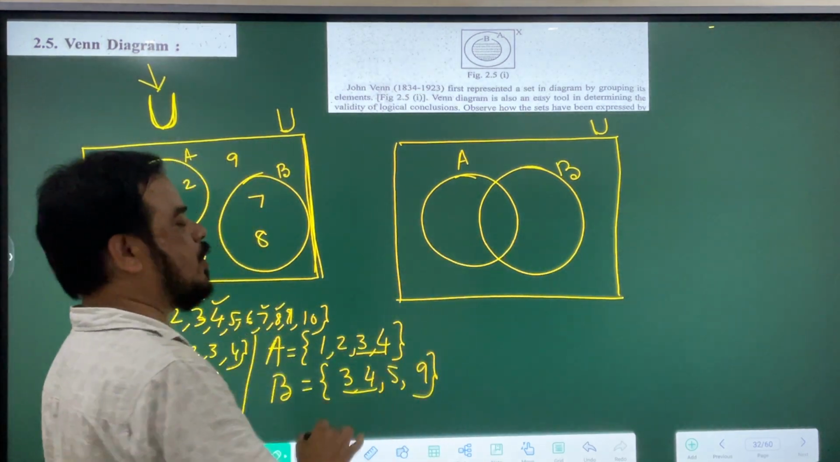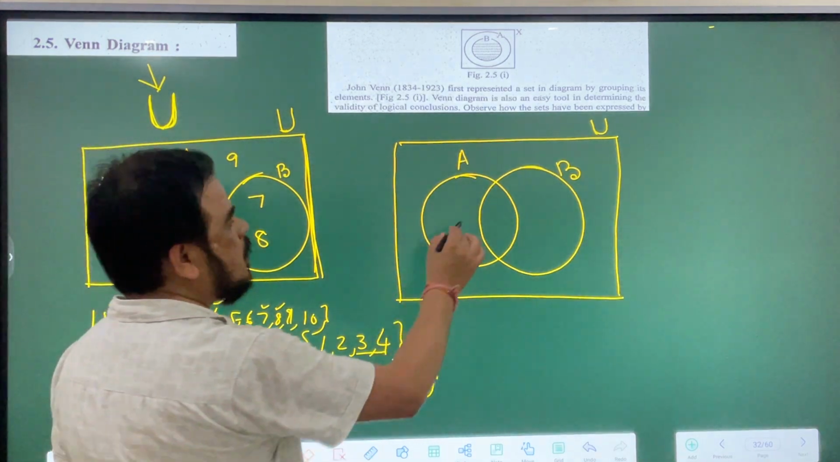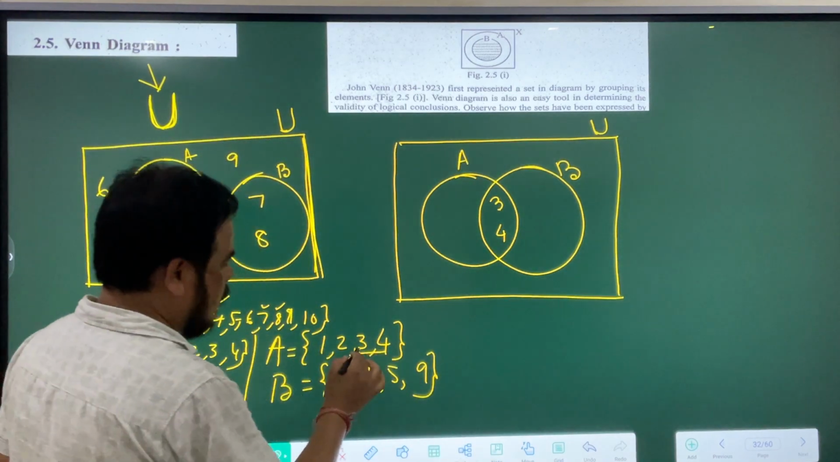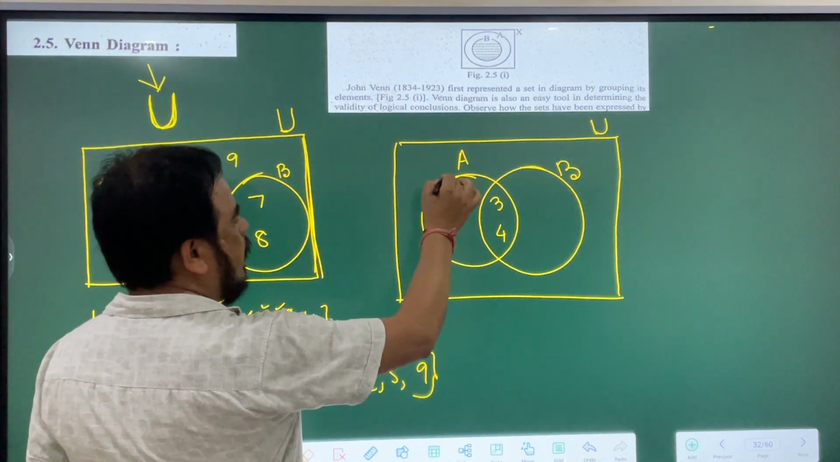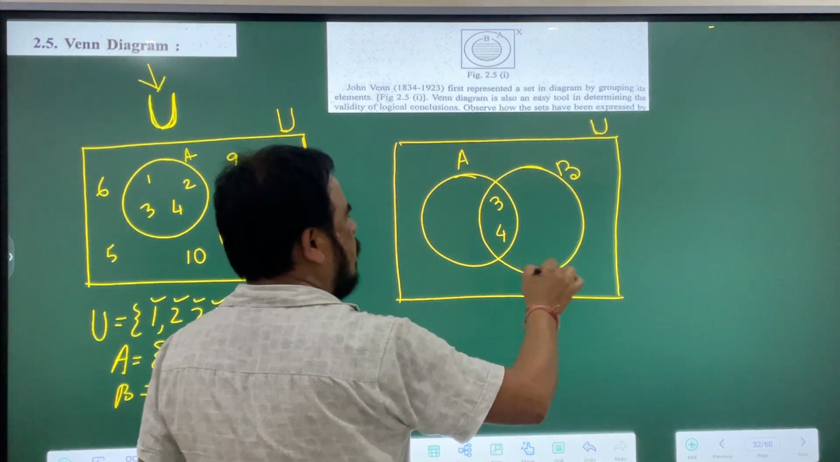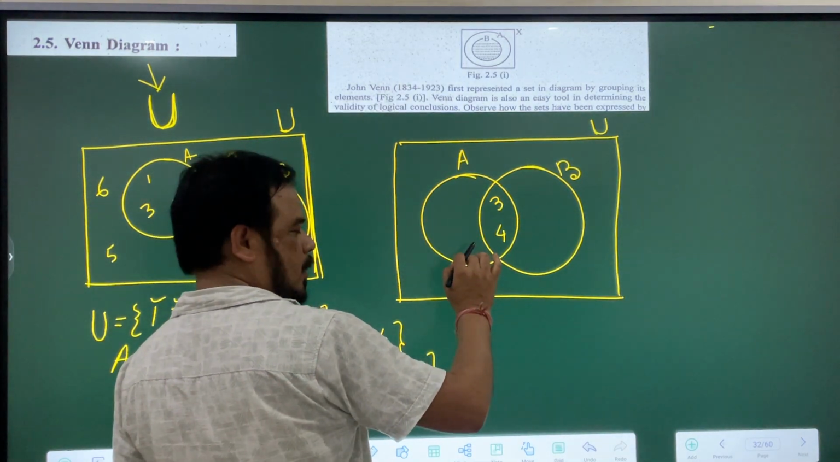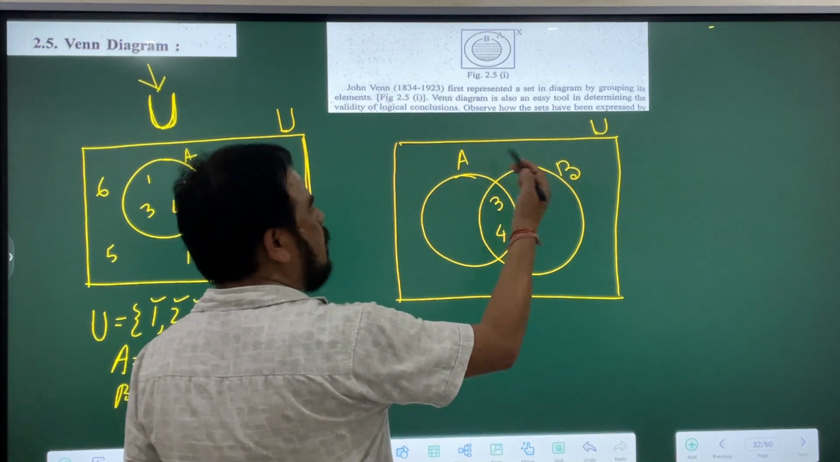Both they will cross each other. Both they will intersect each other. So this is the space for common elements: 3 and 4. So this is the circle for A. Inside this circle 3, 4. Inside the circle B also. When you think of B, forget about circle A. When you think of A, circle A, then forget about B.